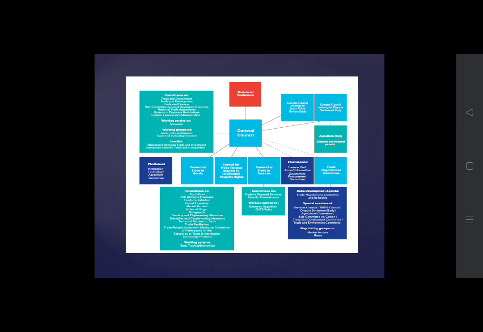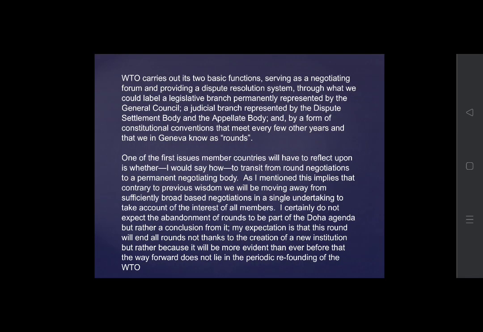Ministerial conference. The WTO has two basic functions: serving as a negotiating forum and providing a dispute settlement system. This work is carried out by the General Council, which also acts as the Dispute Settlement Body and the Trade Policy Review Body, and by the ministerial conference, which meets every two years.